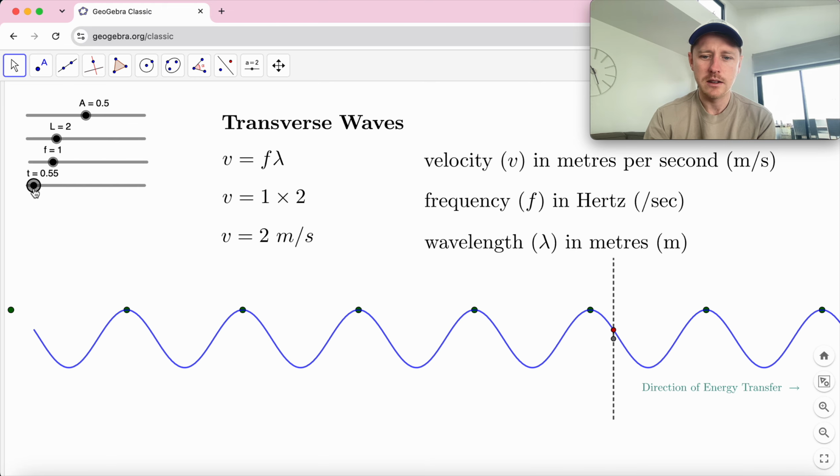Now, it can be a bit hard to visualize that. I think when people think waves, they think of someone standing at the front of the wave moving through space. It's actually the medium that's moving up and down, and each point in that medium is just going perpendicular to the direction of energy transfer.